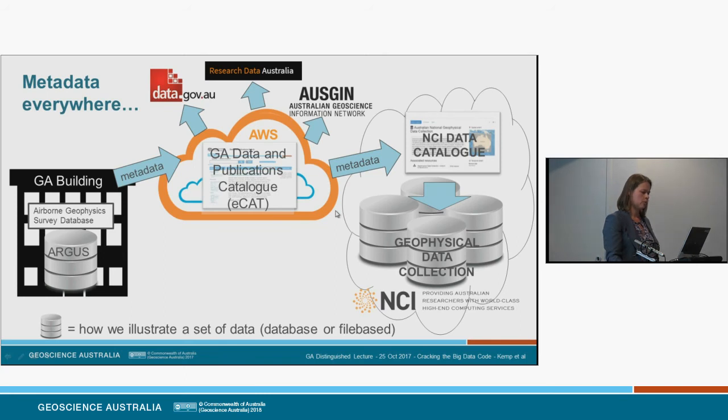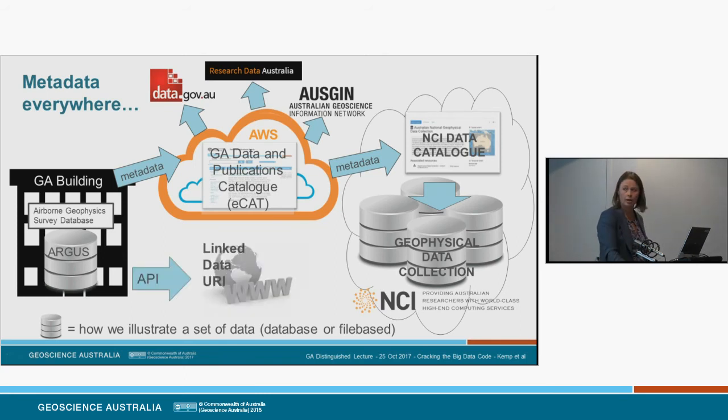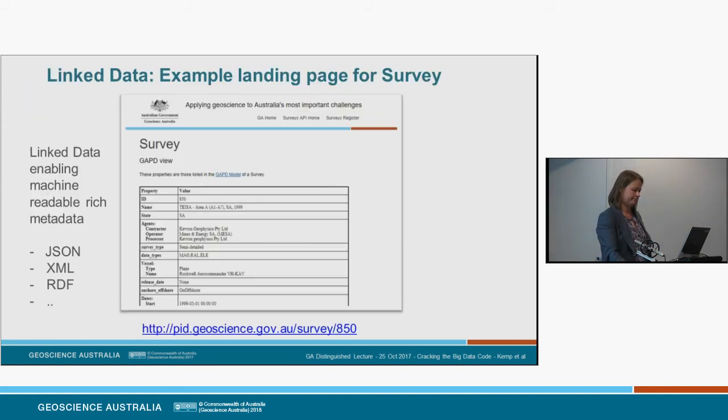But what about the linked data component? Because we still wanted that rich data about the survey. So here's our API coming out into the big worldwide web. But what does that mean? What's important to understand with linked data is it's not just human readable, right? So we want to present this. Here is an example of an API landing page for our survey.